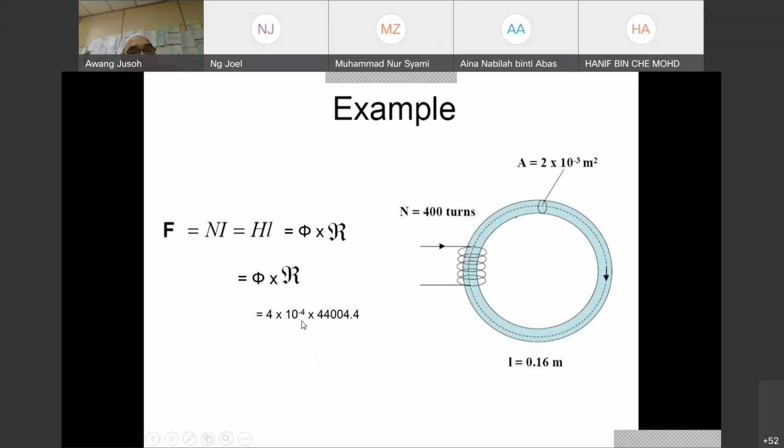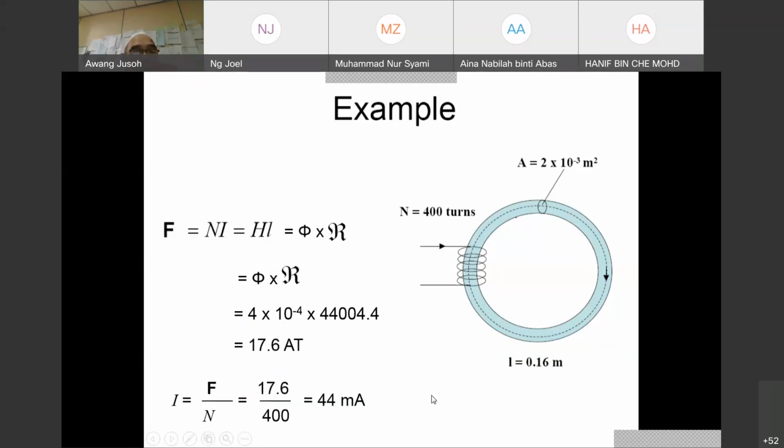Just substitute all the values. The flux given in the equation is 4 times 10 to the power minus 4. R you calculated just now. So Ni you know, then you can find the current also. So this is how you solve the problem. There are many more alternative ways to do this. It's not one way only, it depends on the data that they give us. Depending on what data they give us, you can play around.